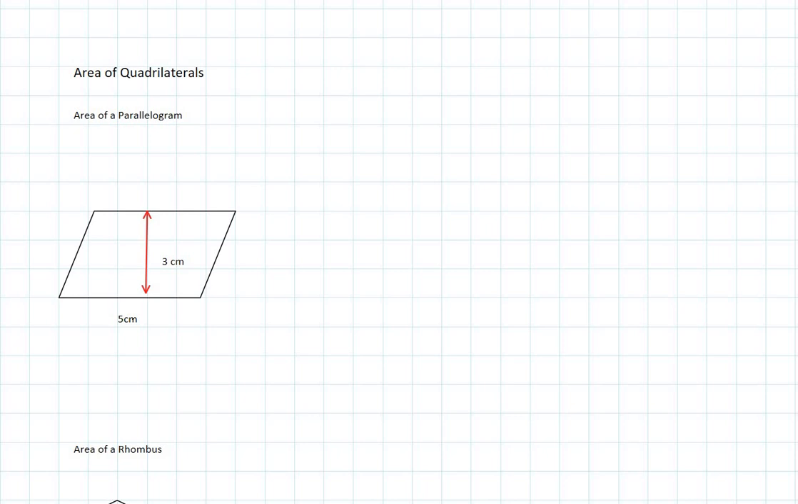We're going to look now at finding the area of quadrilaterals. Now remember, quadrilateral means a four-sided shape, and we're going to look at four different kinds of quadrilateral. So I'm going to look at the area of a parallelogram, a rhombus, a kite, and a trapezium.